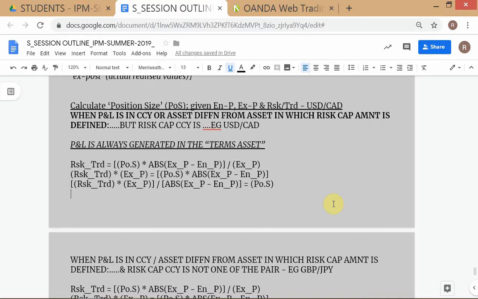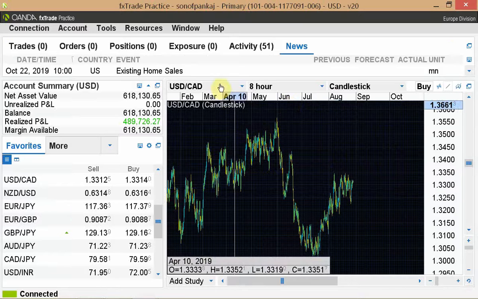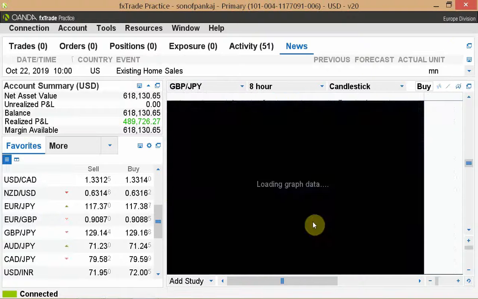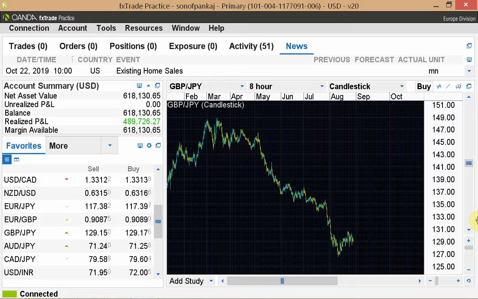So this is something that you have to be very careful about, because you have to be conscious about the currency in which your risk capital is denominated, and if you are trading in some other market, like you're trading sterling yen. If you're trading sterling yen, in which currency is your PNL? All the buy, sell, loss, profit, PNL is being generated in?